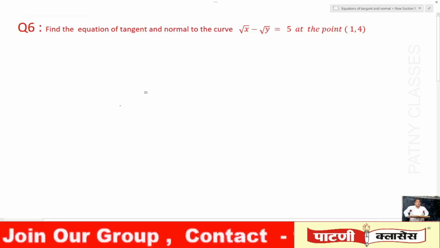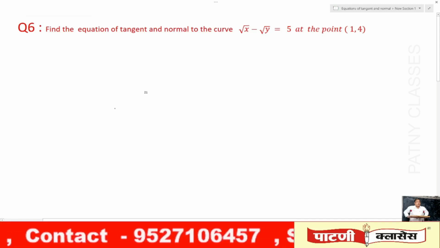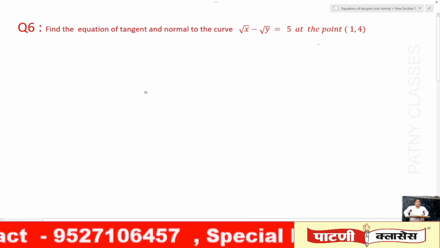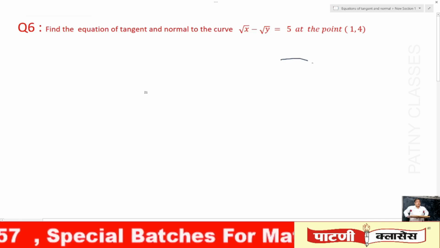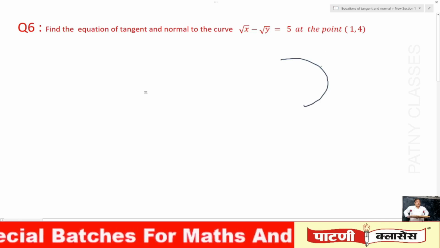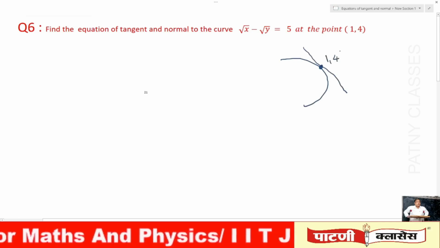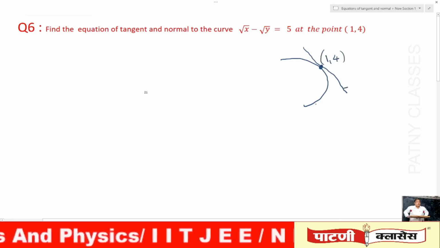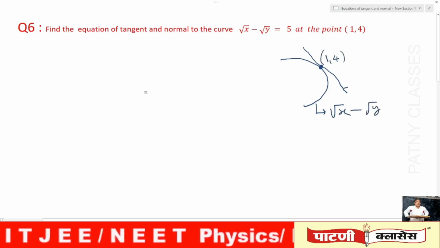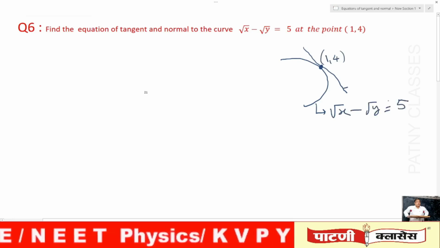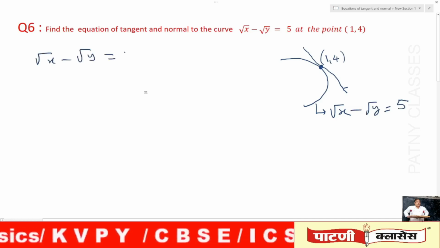Find the equation of tangent and normal to the curve root x minus root y equals 5 at the point 1 comma 4. So we draw the curve. We don't know exactly where the curve is. Suppose this is the curve and here is the tangent, and this point is 1 comma 4, and the equation of curve is root x minus root y equals 5.